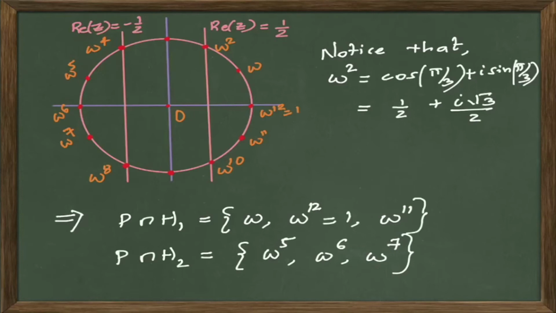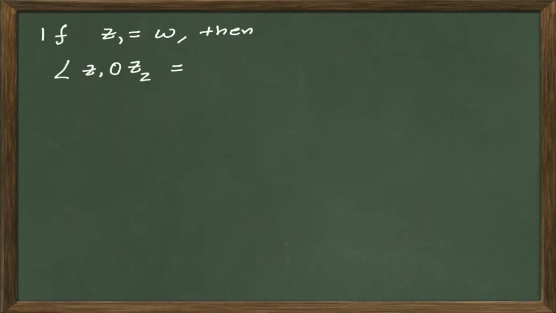If Z1 is equal to omega, then the angle Z1 O Z2 can be, if Z2 is equal to omega to the power 5, then the angle will be 4 pi by 6, whereas if Z2 is equal to omega to the power 6, then the angle will be 5 pi by 6, whereas if Z2 is equal to omega to the power 7, then the angle will be pi. So the angle Z1 O Z2 can be either 4 pi by 6 or 5 pi by 6 or pi.